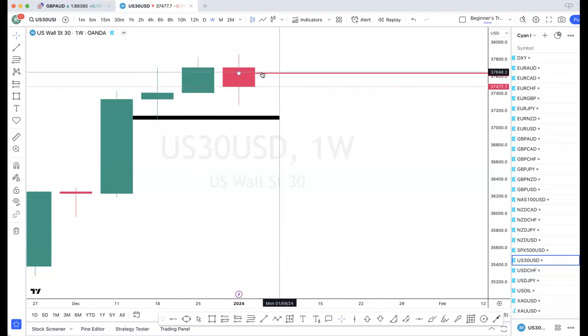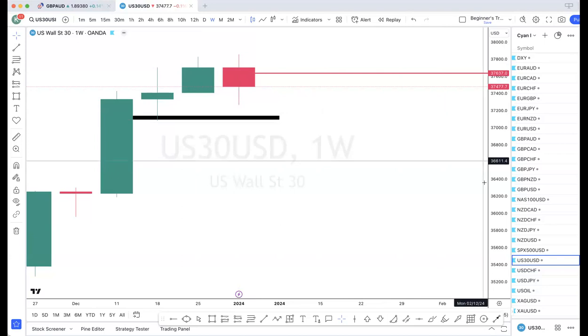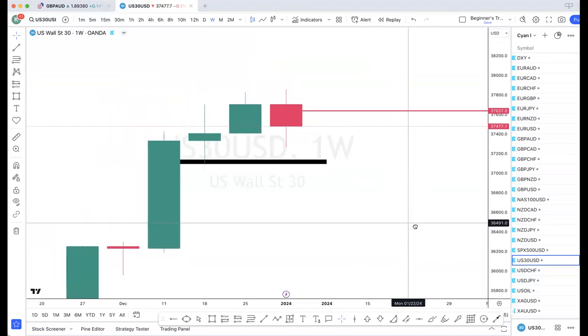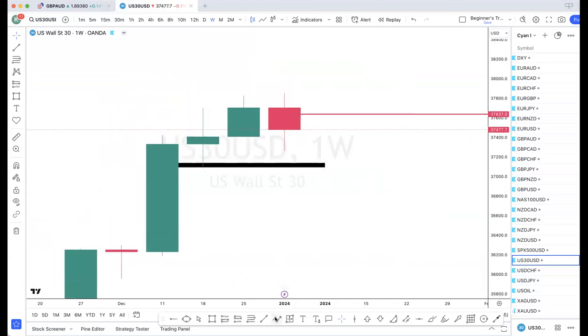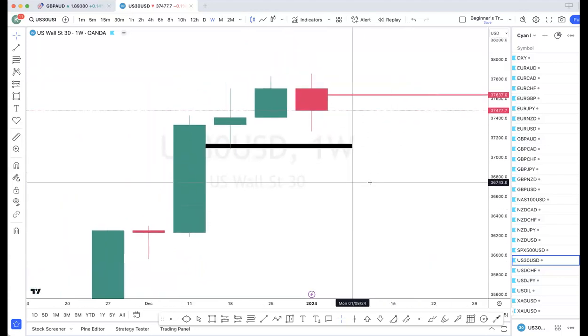So I would be expecting, if we're trading candle patterns and stuff like that, probably what's this one? Not a morning, an evening star. Evening star. So that's what I would be expecting next week.